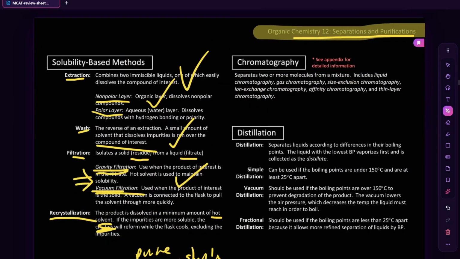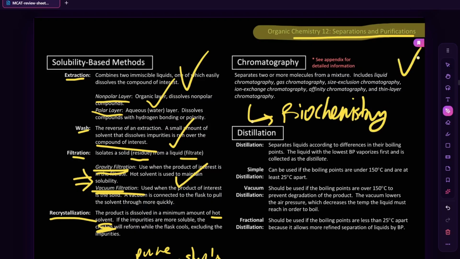All right, and then chromatography we went over in biochemistry. So in the biochemistry videos, I recommend watching that. We went over that in depth. But basically, chromatography is a way to separate two or more molecules from a mixture based on their differing affinities for a stationary phase versus a mobile phase. And I explained this in detail in the biochem video.